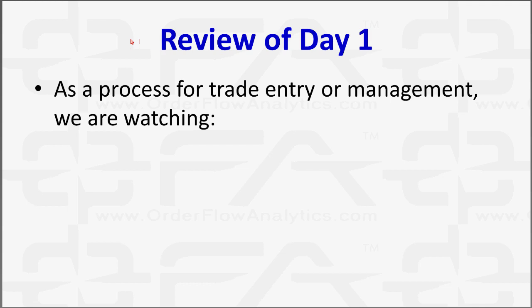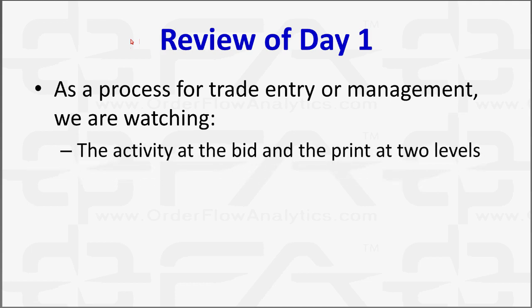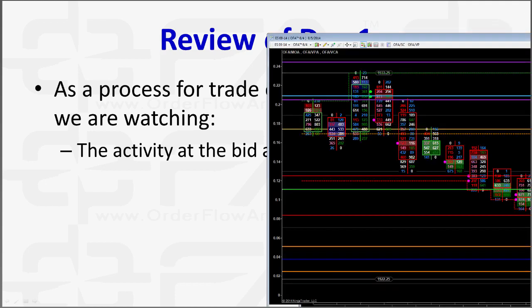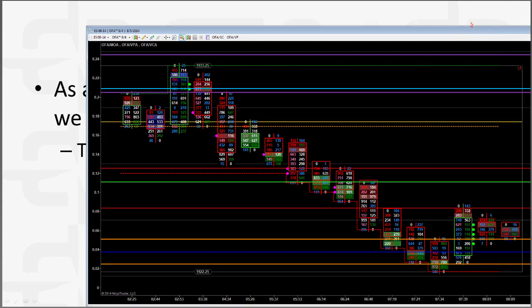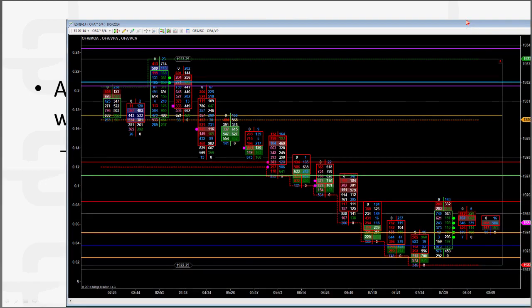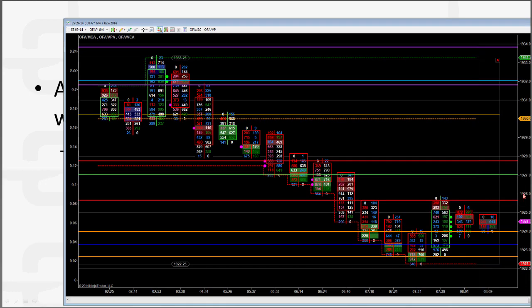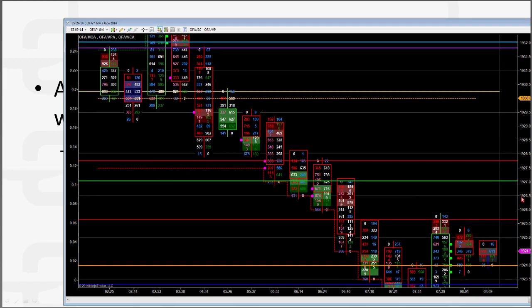So if we're using the print as a process for trade entry, remember we can use it as a process for gaining market context and also as a process for trade entry or trade management. These are the things that we're watching for. Specifically, the activity at the bid and the print at two different levels, at least two different levels, if not three. I talked about that yesterday, showed you an example of that, and I can bring this over just to go through what I'm talking about again. When I'm talking about looking at the print at these different levels, let me see if I can expand this a little bit.